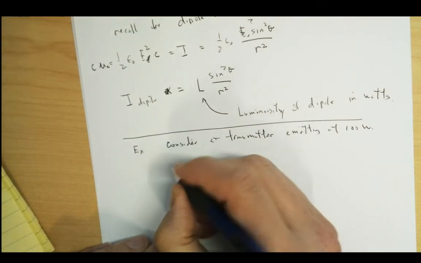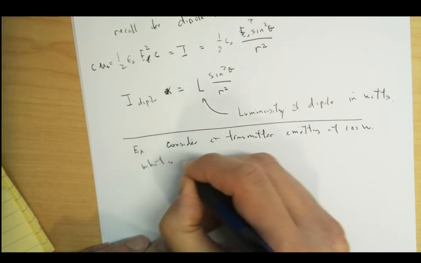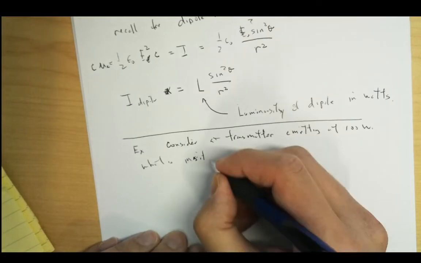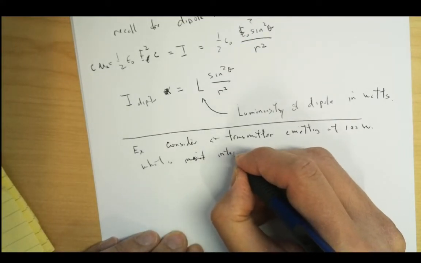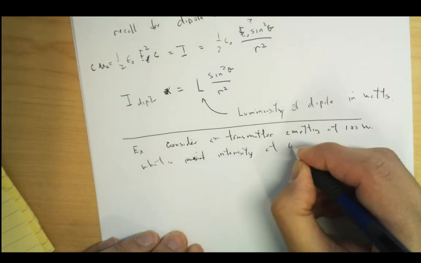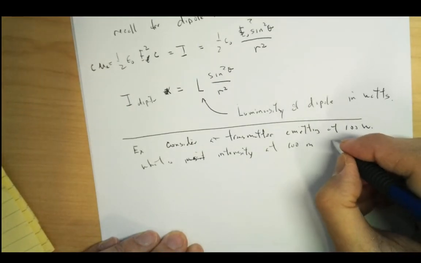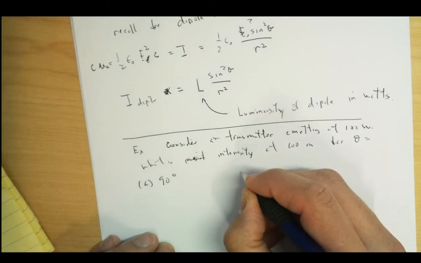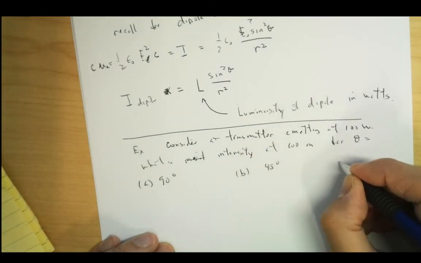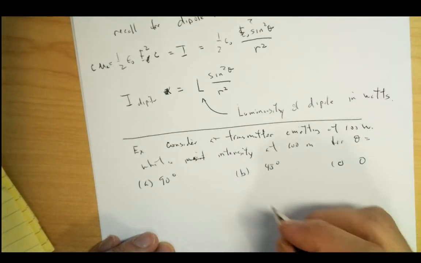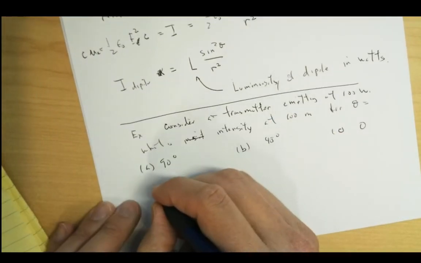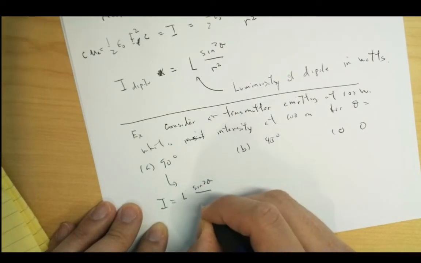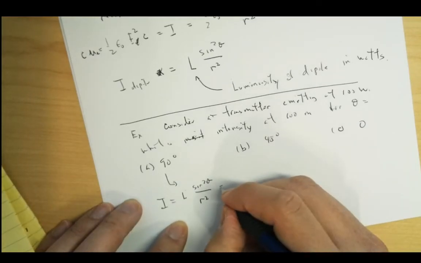So now, what is the intensity at 100 meters away, for theta equals A, 90 degrees, B, 45 degrees, C, 0 degrees. Let's go ahead and do that. For this one here, I is equal to L sine squared theta over R squared. We'll choose A and B. You can figure out what C is going to be.